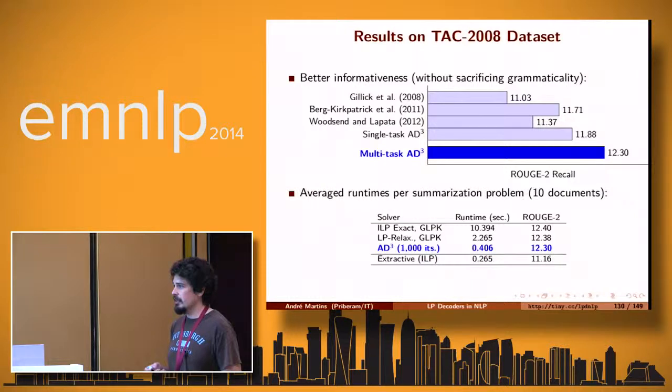We can improve that. And if you look at the runtimes, which is probably the most interesting part in the scope of this tutorial, we are comparing here the runtimes of AD³ with a solver, in this case GLPK. And what you can see is that AD³ is approximate, and therefore the final ROUGE scores are not exactly the same that we get with an exact ILP, but the runtime is much faster. So we can solve an entire summarization problem in less than half a second.